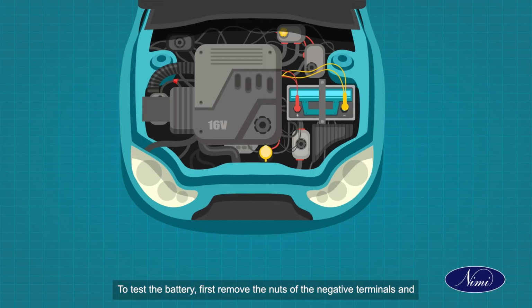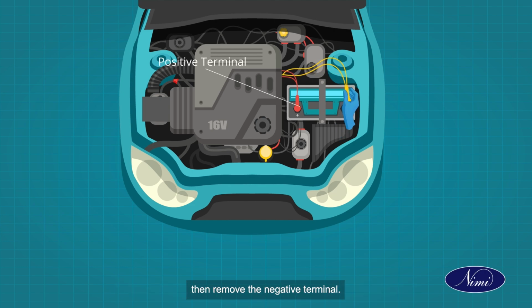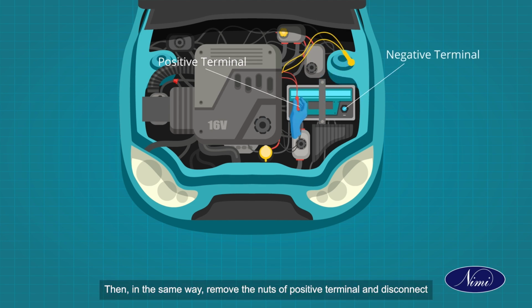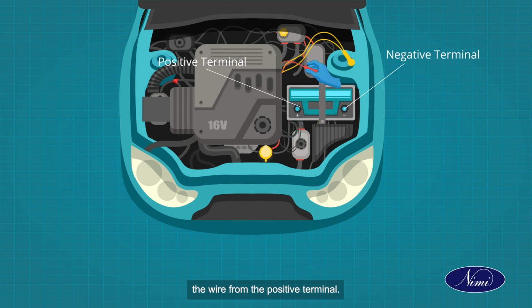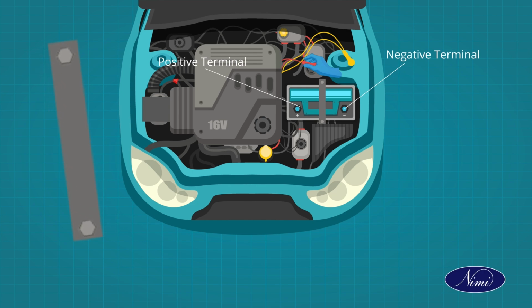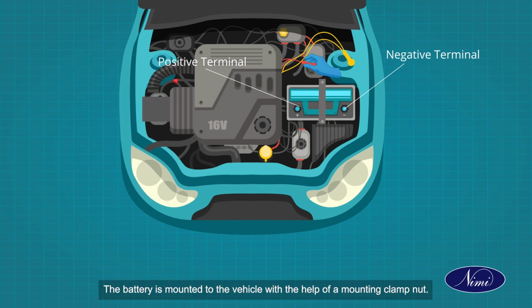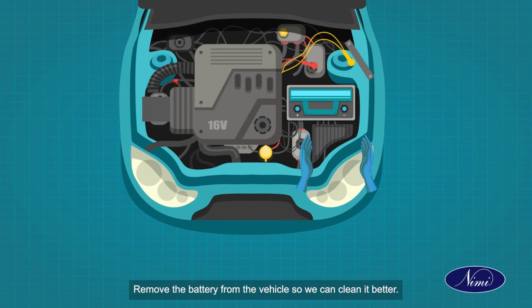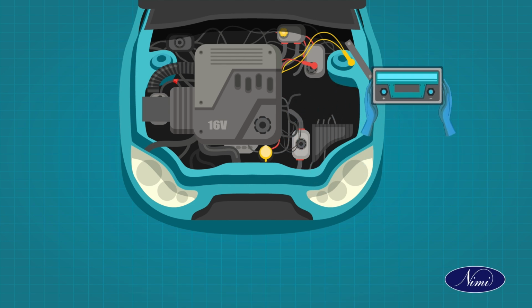To test the battery, first remove the nuts of the negative terminal and then remove the negative terminal. Then, in the same way, remove the nuts of the positive terminal and disconnect the wire from the positive terminal. The battery is mounted to the vehicle with the help of a mounting clamp nut. Once the terminals are disconnected, then unmount the mounting clamp nut. Remove the battery from the vehicle so we can clean it better.